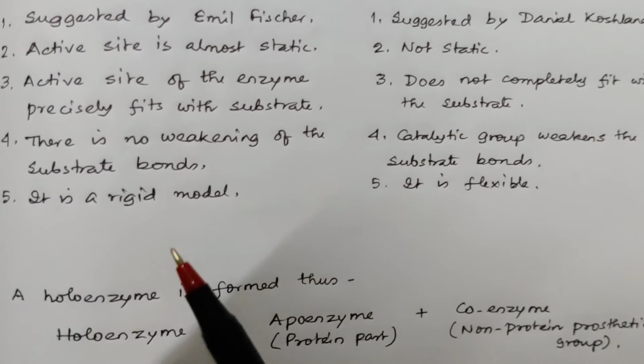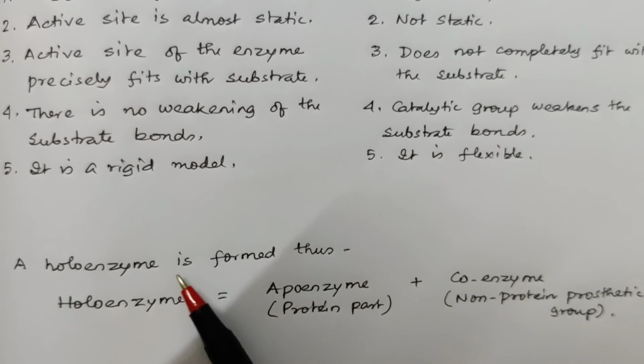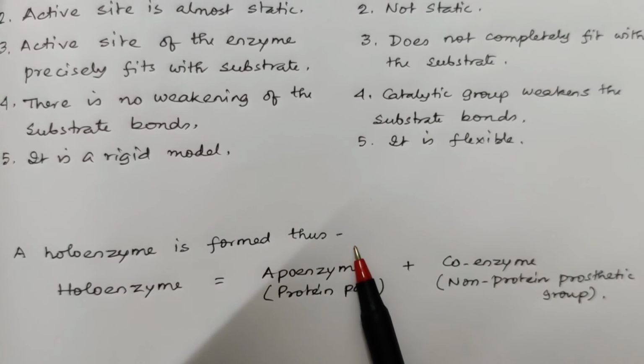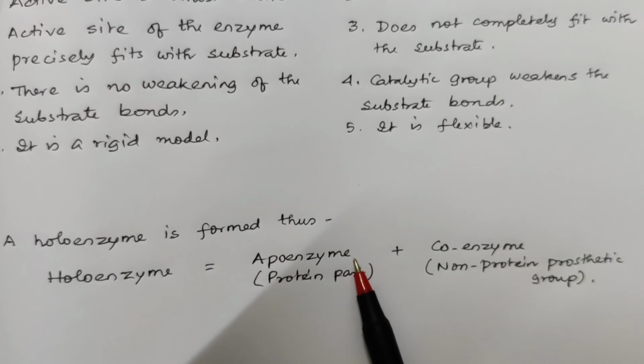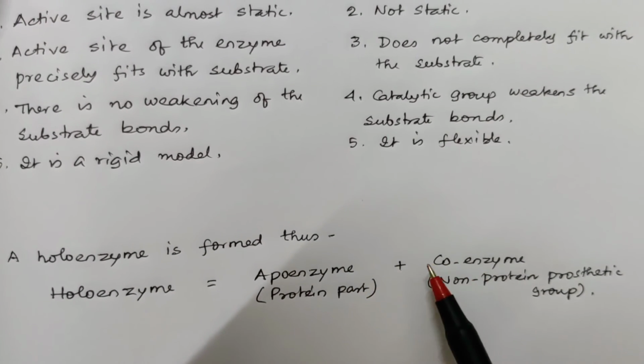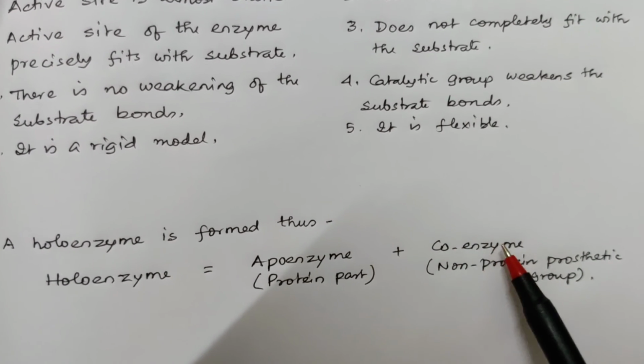Now what is holoenzyme? Holo means complete. A holoenzyme or a complete enzyme is formed when the protein part called apoenzyme is attached to the non-protein prosthetic group called coenzyme.